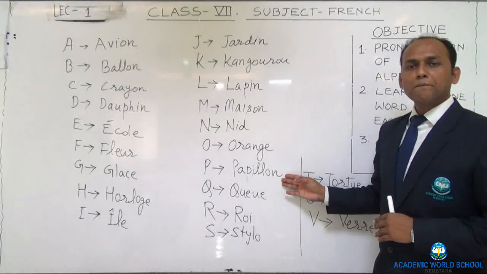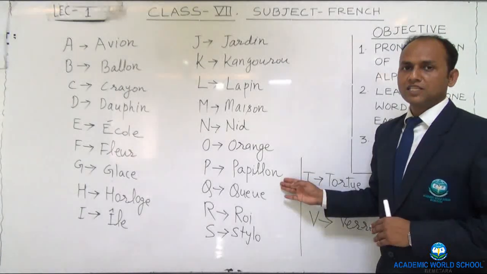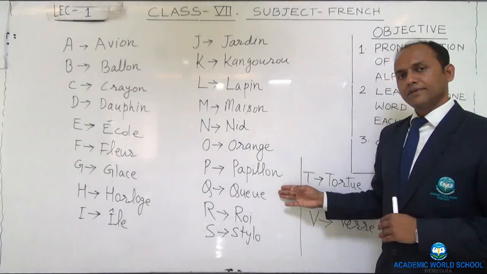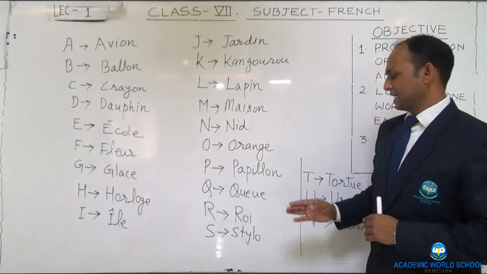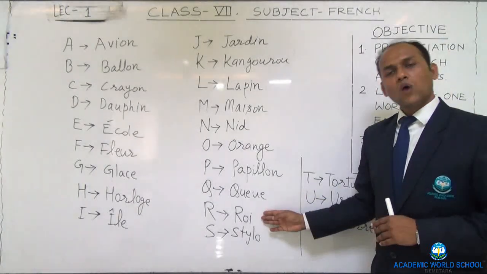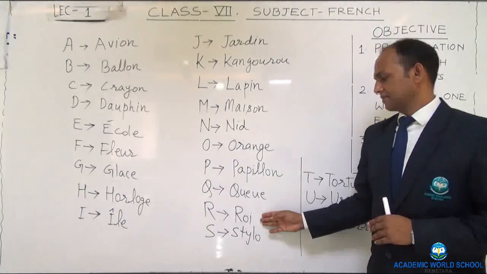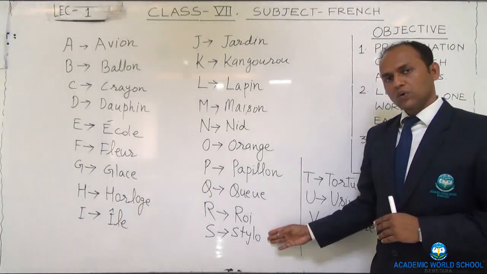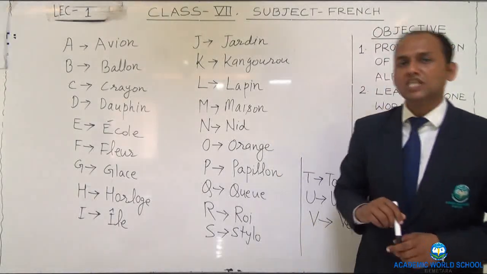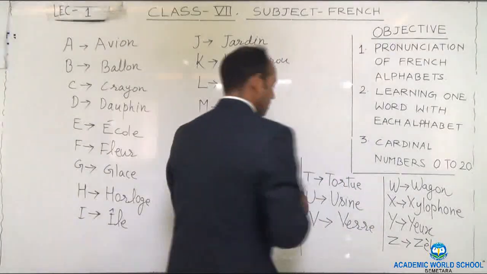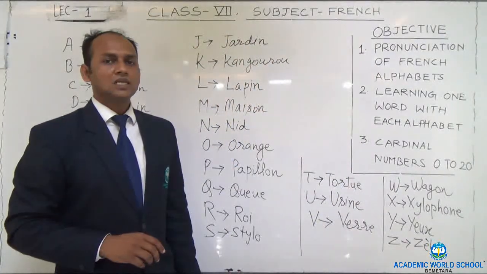Papillon means butterfly. Queue means tail. Roi means king. Stylo means pen. Tortue means tortoise.